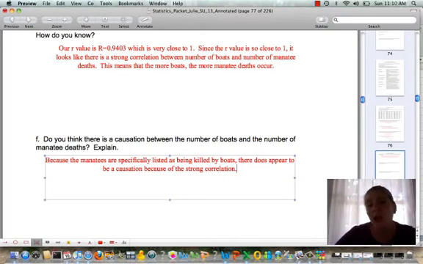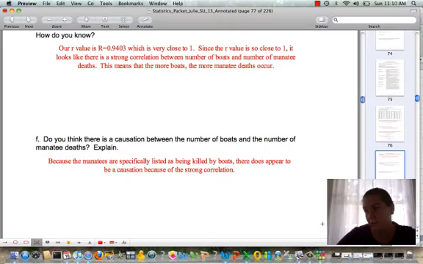Now remember, correlation doesn't always imply causation. Sometimes we can graph and compare two things that are unrelated and get a correlation. It doesn't necessarily mean one causes the other. In this case, it seems pretty clear that the boats are killing the manatees.